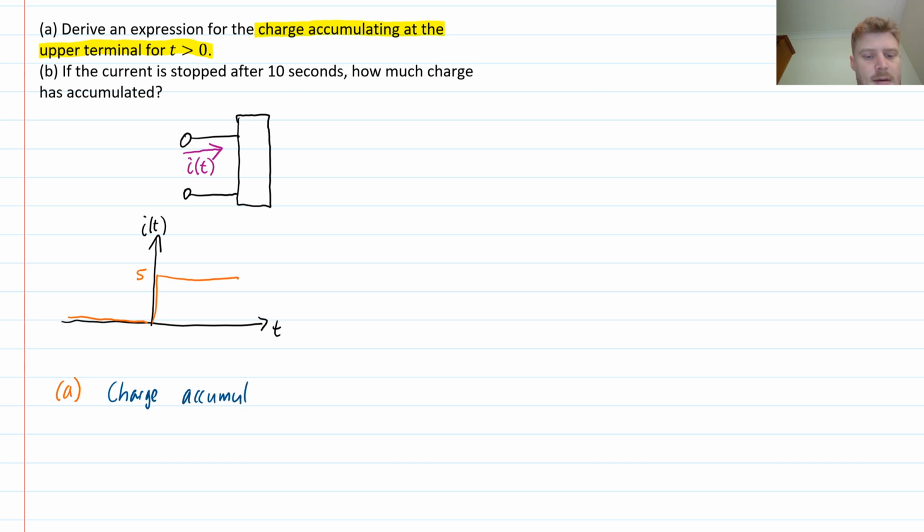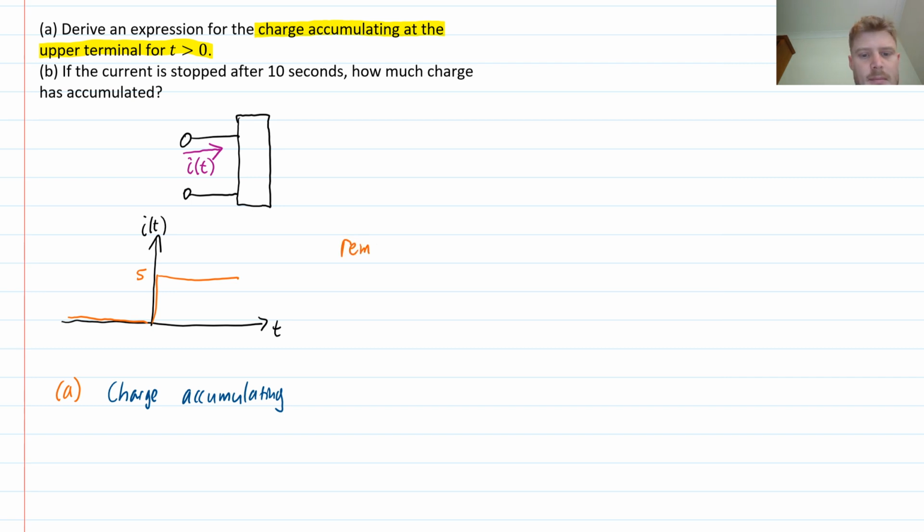So what we can do to calculate that is we recognize that the charge accumulating here must be the integral of the current coming in. So the other way that you can think of this is I've got this amount of current flowing in. I want to know what's the total amount of charge. Remember, amps, the unit for current, is coulombs per second.